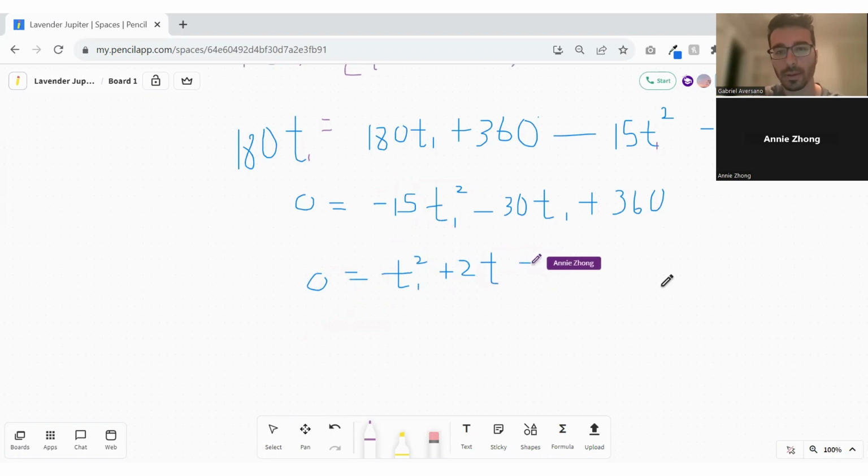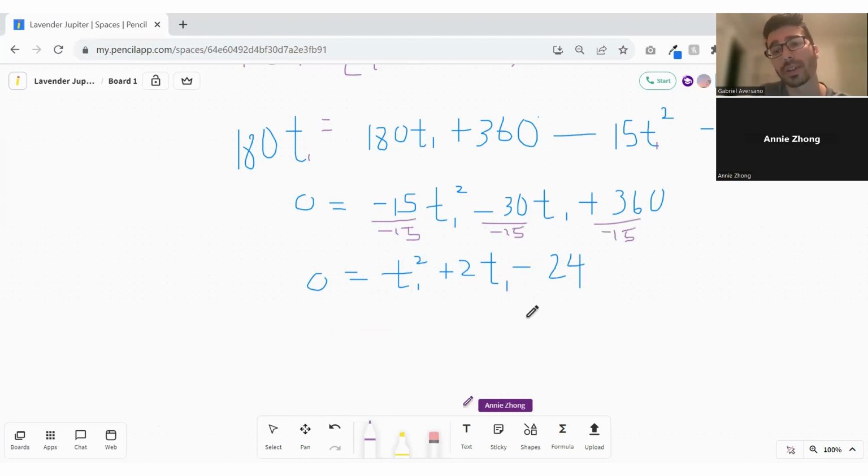And then for this one, you can use a calculator for that. 360 divided by 15 is 24. Wait, this will be a negative. Awesome. Don't hesitate to do something like this just to help you remember. Nice. So now we have a quadratic equation. The numbers are actually pretty good. Let's try to factor this.